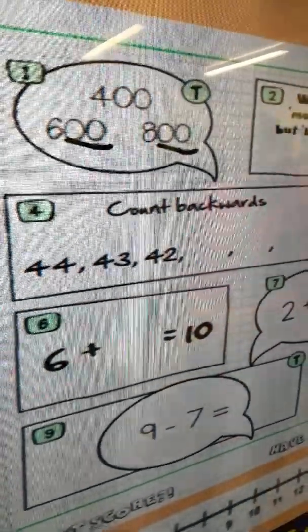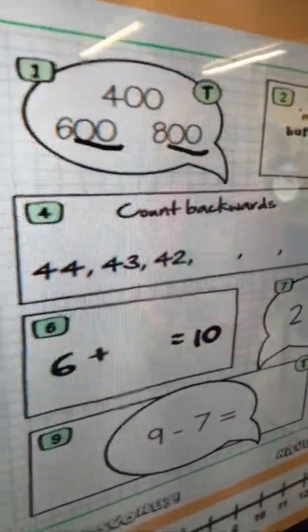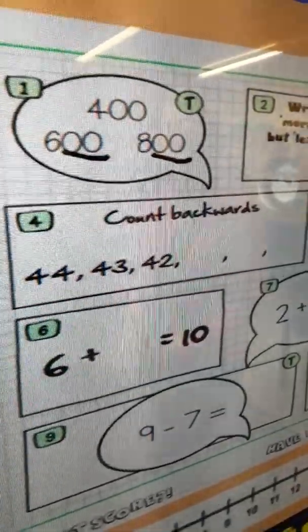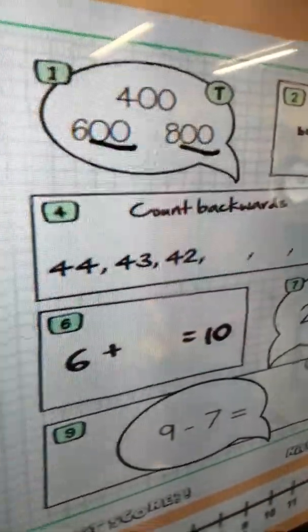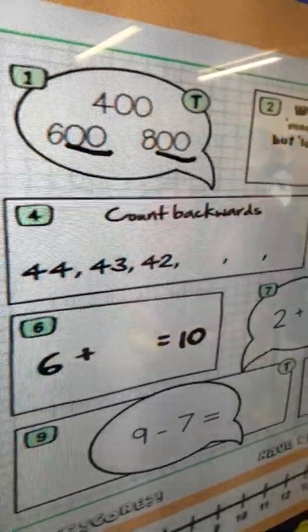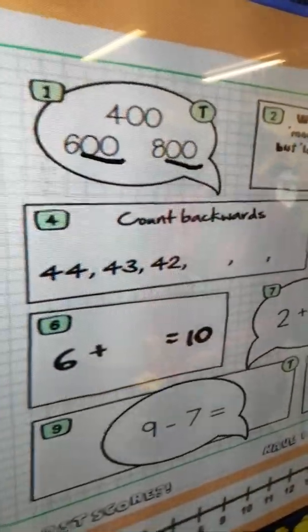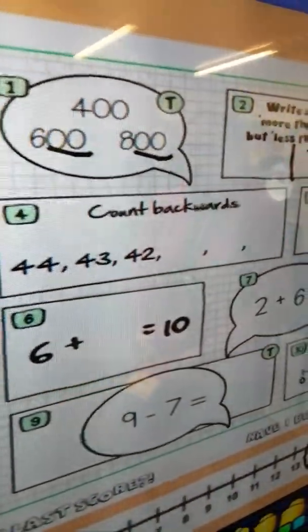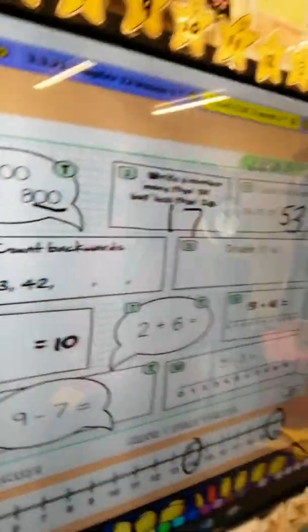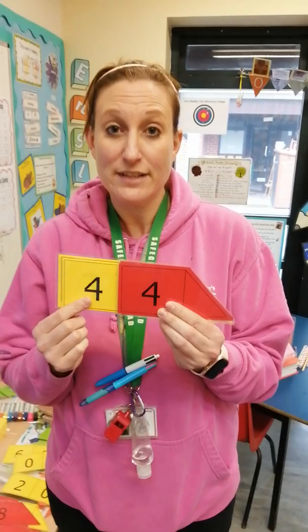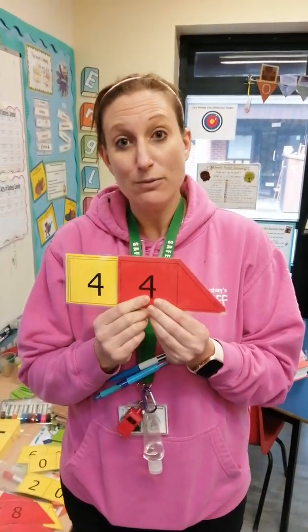Right, I want you to pause the video. 44, 43, 42. I want you to pause and think about what is happening in this pattern. What's happening? Brilliant. We're counting backwards, aren't we? And you'll have noticed that we're not counting backwards in tens, we're counting backwards in ones.